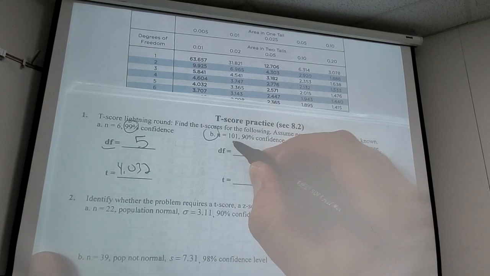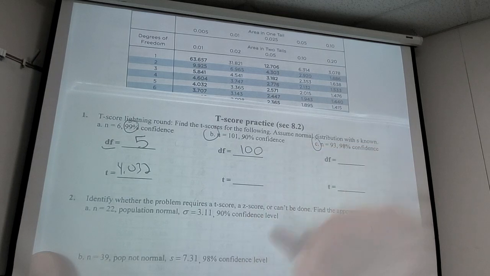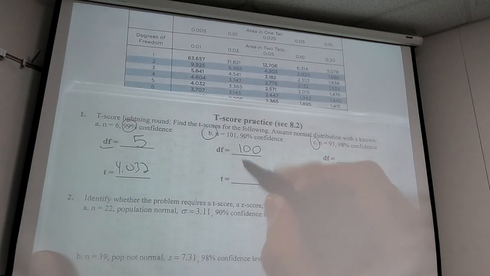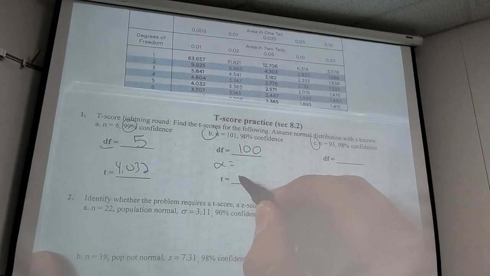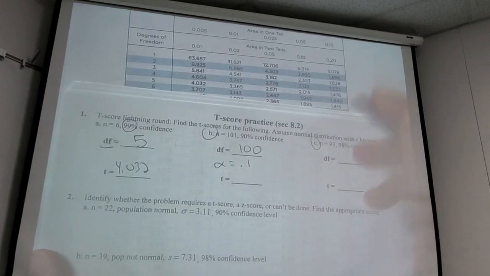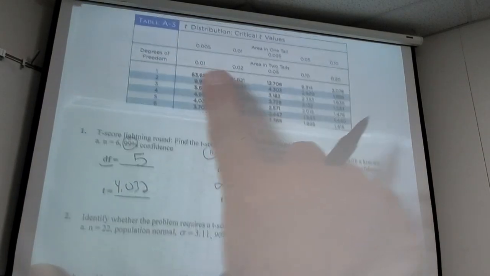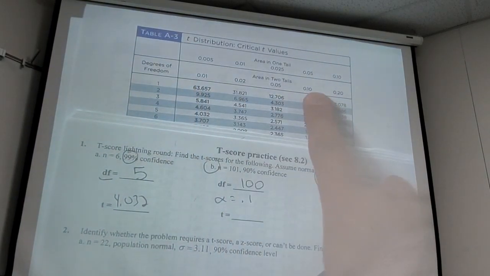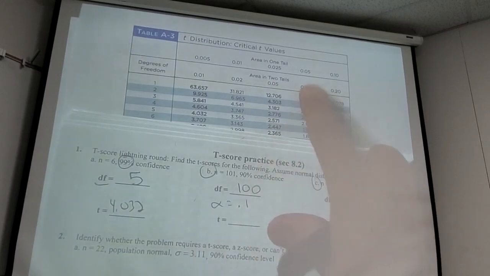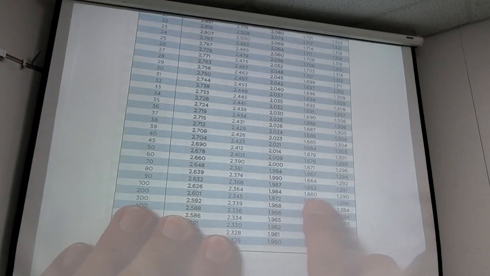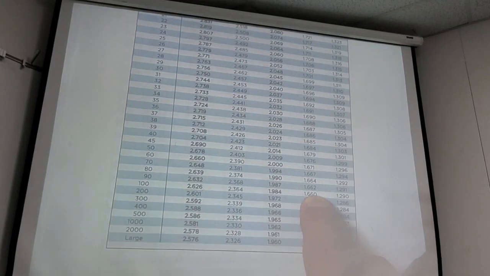What's the degrees of freedom for part B? 100. What's the alpha? That's what I should have also asked. What's alpha? 0.1. So I look at the column of 0.1. Be careful, not 0.01, right? It's 0.1, and I want to stop at 100. So I get 1.660.